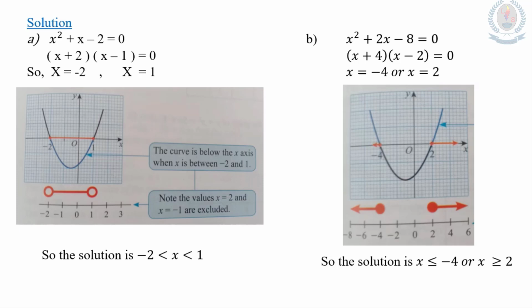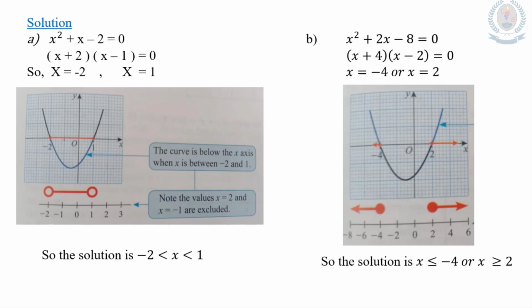Now you have to sketch the curve. Look at the sketch of the curve. Here you can see minus 2 and plus 1. Those two are the answers for x. Then on the x-axis you can mark those two places, minus 2 and 1. Here they ask x squared plus x minus 2 less than 0. Then you can see the curve is below the x-axis. Less than 0 means below the x-axis. When x is between minus 2 and 1, you can take the lower part.